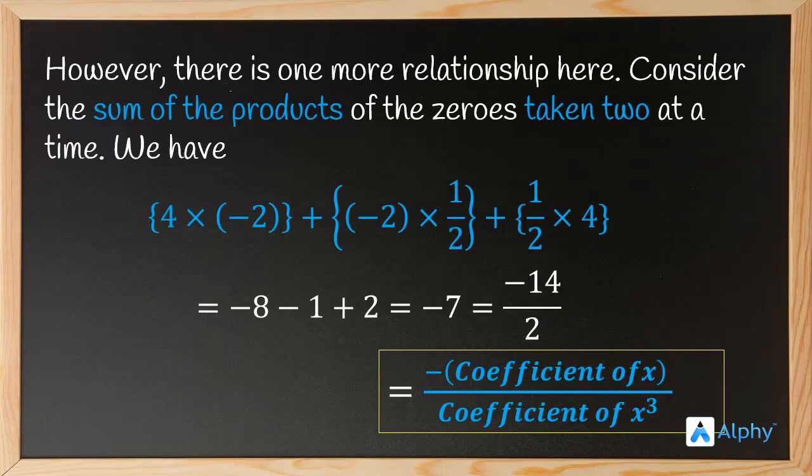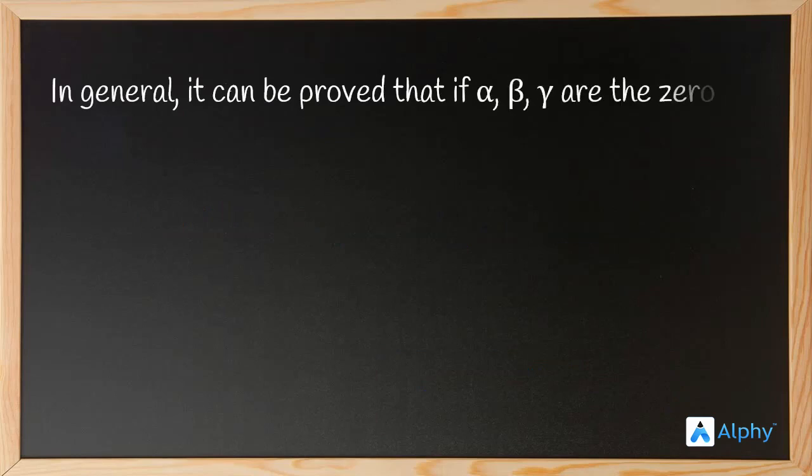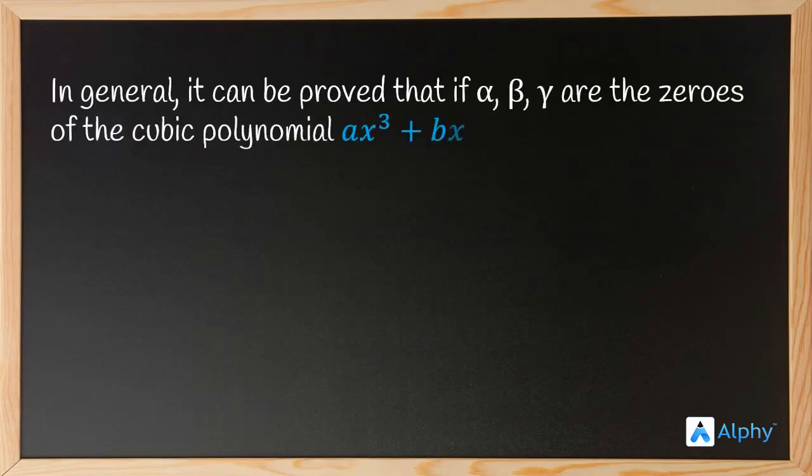Now what we're going to do is have a general formula for these relationships. So in general, it can be proved that if alpha, beta and gamma are the zeros of the cubic polynomial ax cubed plus bx squared plus cx plus d, then, as you can see, we have a cubic polynomial right here, ax cubed plus bx squared plus cx plus d, and these three are the zeros. So now we are going to take a look at the three different relationships and give them a general form so that you can apply it to other polynomials as well.